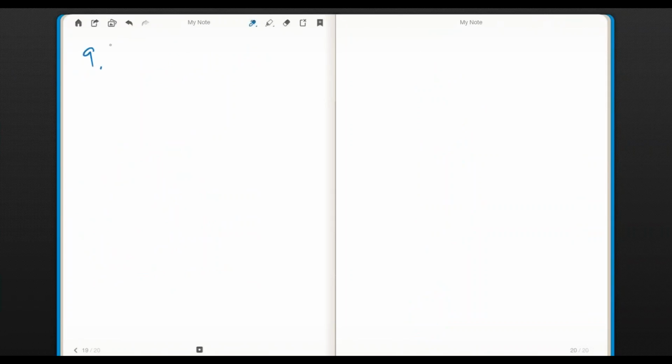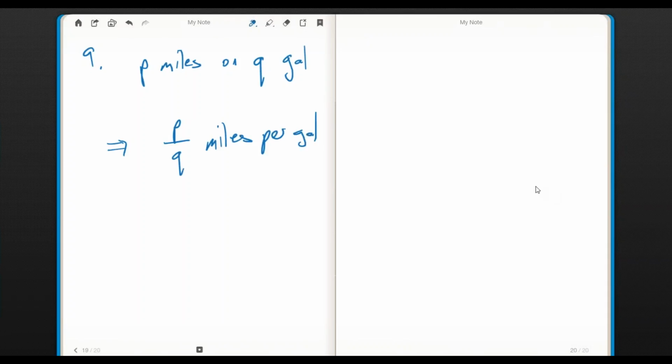Number 9. A van can travel P miles on Q gallons. How many gallons of gas will it need to travel R miles? According to this problem, a van can travel P miles on Q gallons of gas. And we want to know how many gallons it will need to travel R miles. So the idea with this problem is to understand the terminology of cars. You have P over Q is the miles per gallon that the car will go.